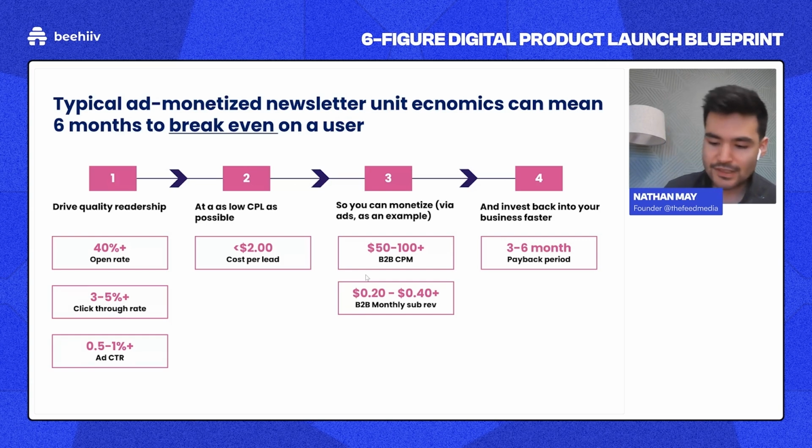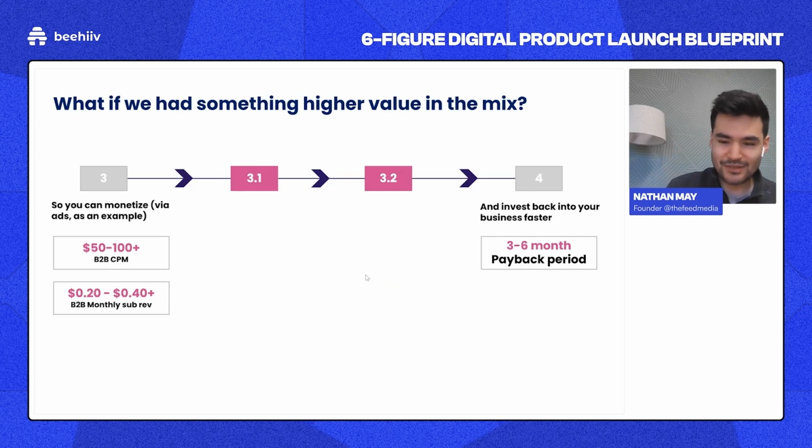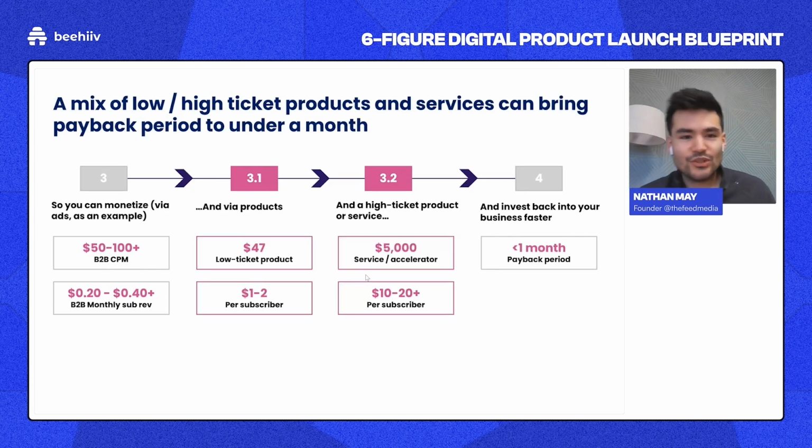That's the topic of this discussion. How might you do that? We're going to talk about a 3.1 and a 3.2, which are products. How do you use low ticket, high ticket products? This is just referring to the price point, by the way, and or services to bring your payback period as close to instant as possible.